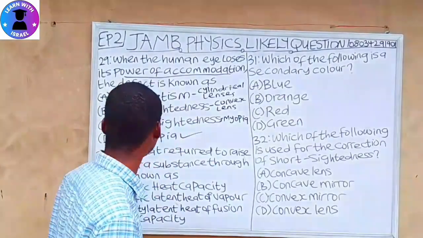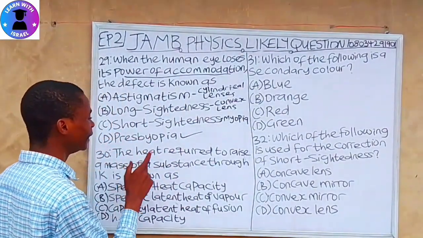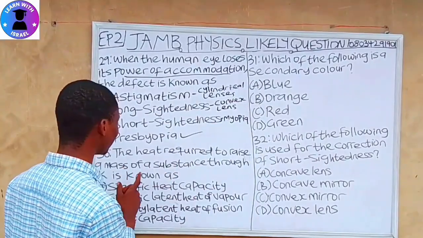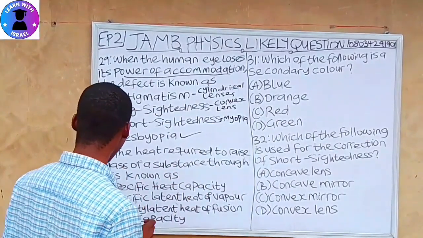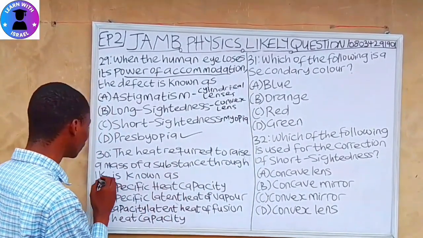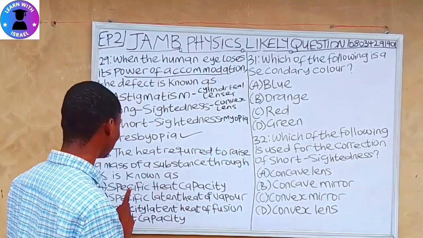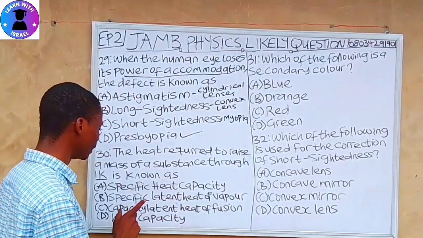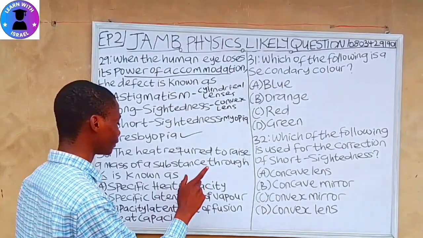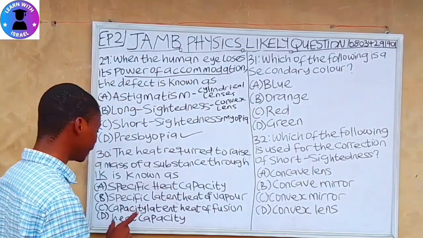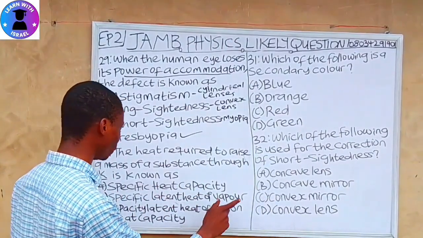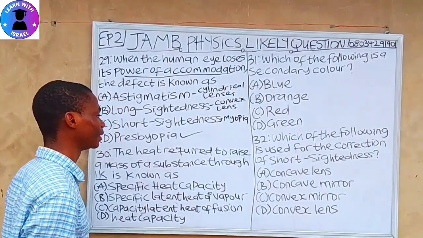So let's move to the next one. Question 30. The heat required to raise a mass of a substance through 1 K, this 1 K means 1 Kelvin, is known as A. Specific heat capacity, B. Specific latent heat of vapor, C. Specific latent heat of fusion, D. Heat capacity.